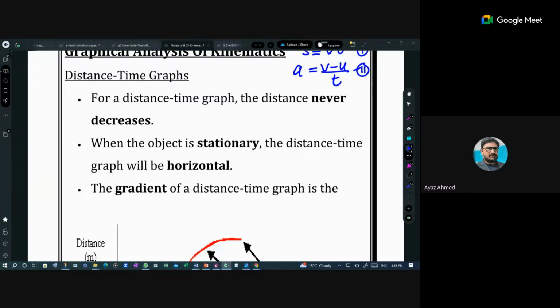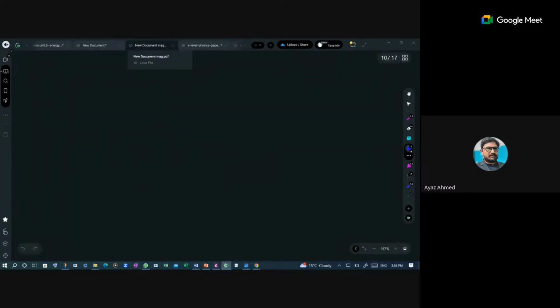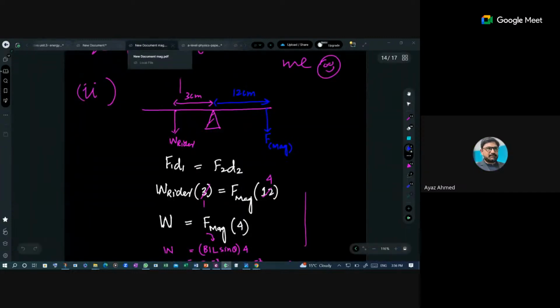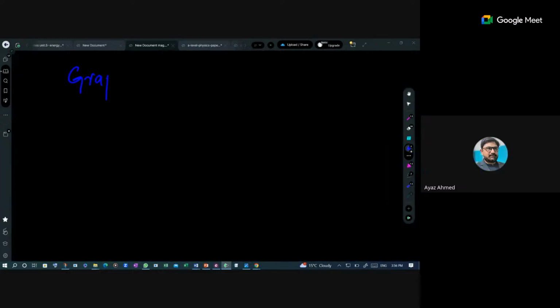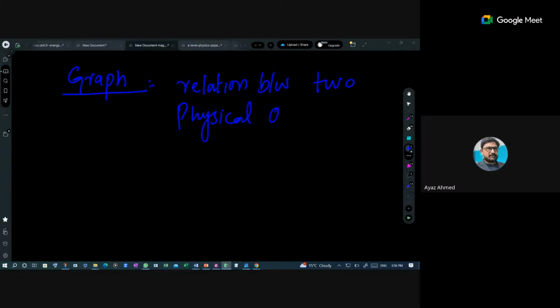Before that, I want to discuss what a graph tells us. When I talk about a graph, a graph is a relation between two physical quantities, right? Those two physical quantities can be any physical quantities, but in kinematics we will have the following ones. What would those be in kinematics?